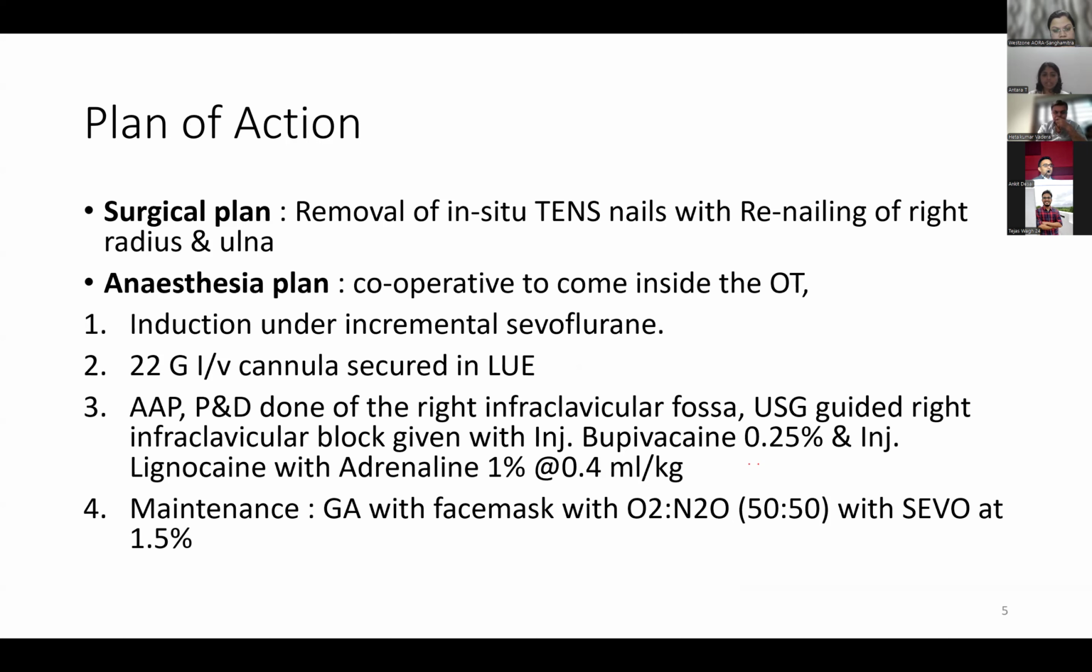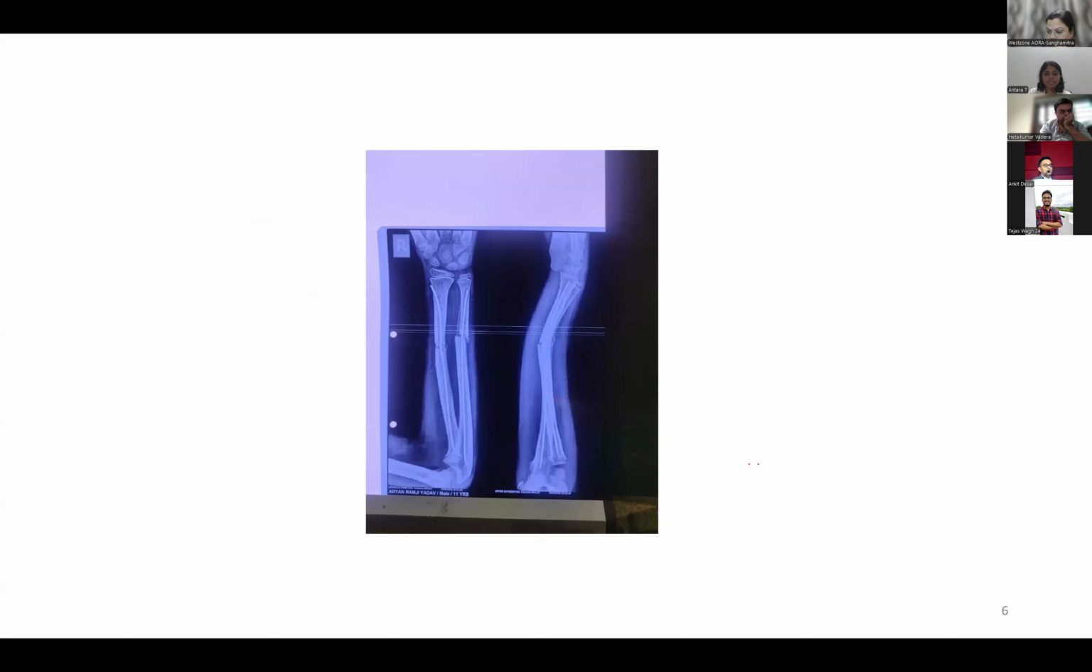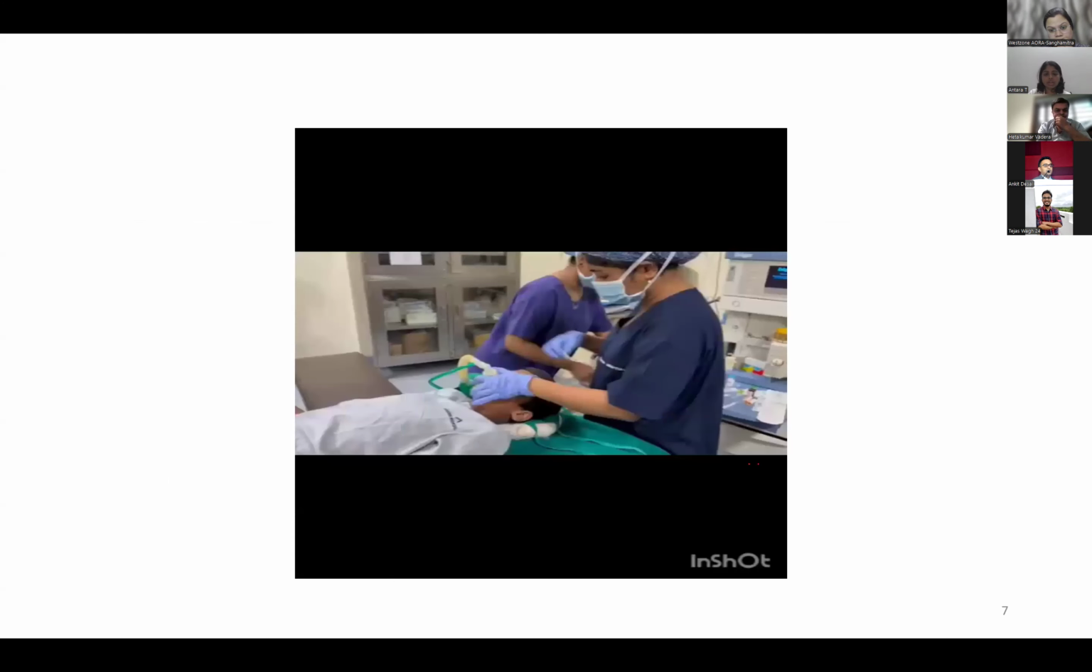He was maintained with oxygen and nitrous 50:50 with 4 liters per minute of flow with sevoflurane at a dial setting of 1.5%. This is the pre-operative X-ray with in situ TENS nails of both the bones of the forearm, sustaining a refracture at the same site. So this is how we planned and managed the case.